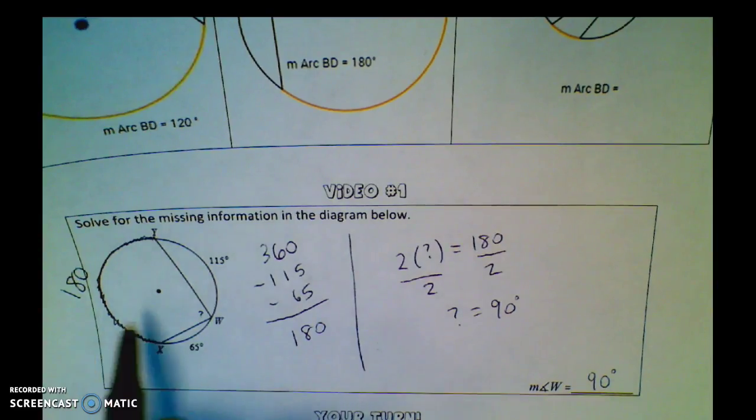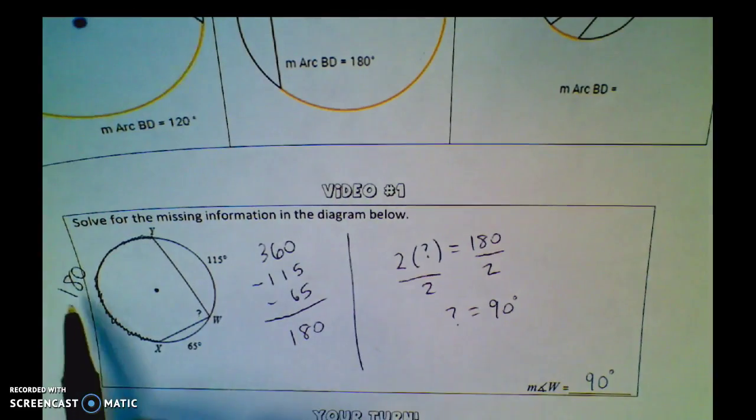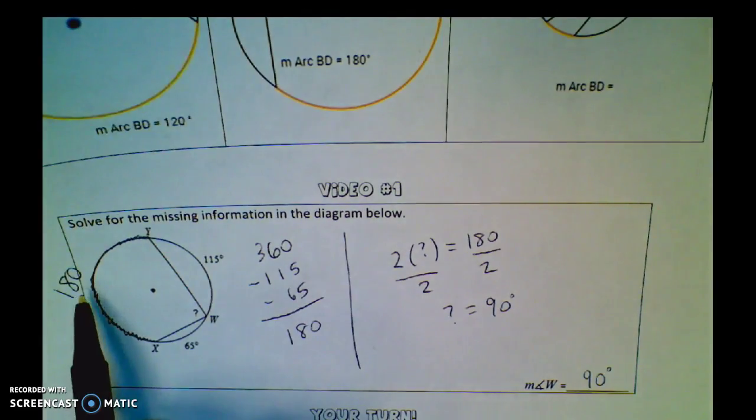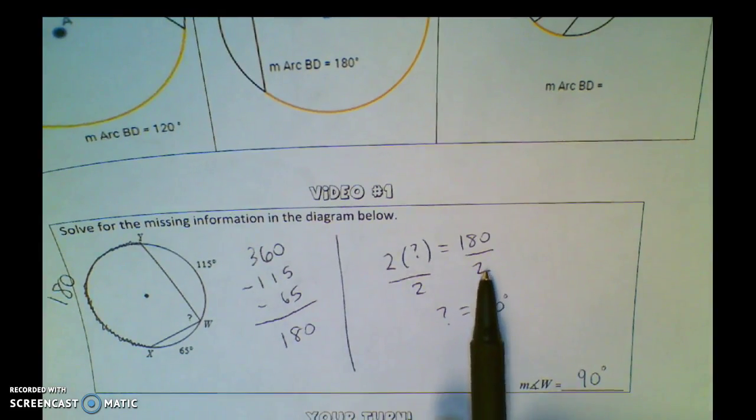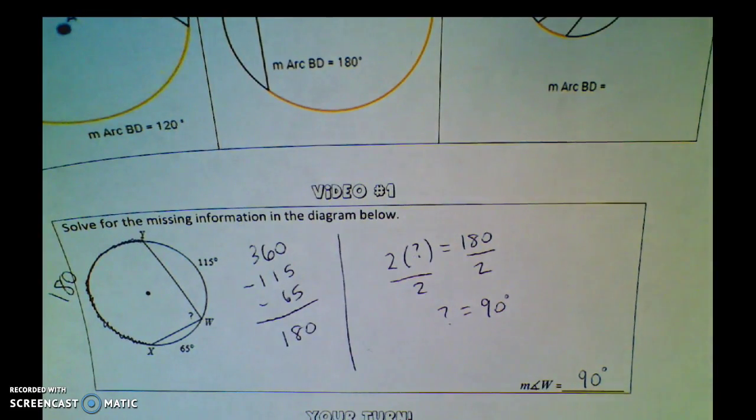The relationship between an inscribed angle and its arc is that the inscribed angle is half the length of the arc, which we see here when we divide by 2. Let's try the next one.